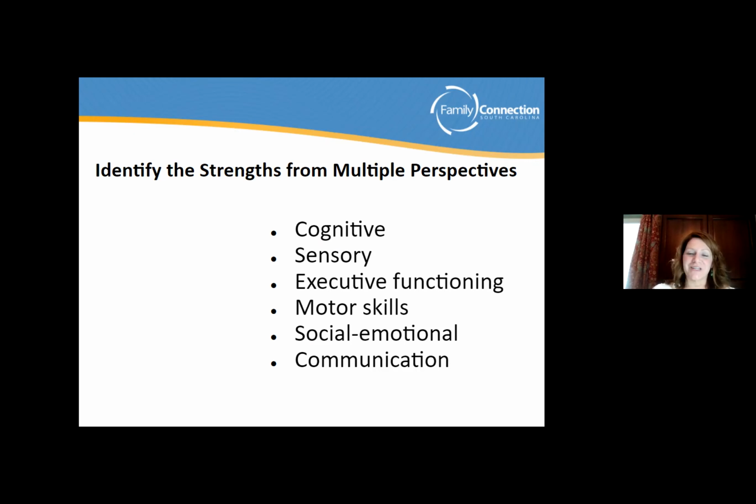Executive functioning, again, we talked about that earlier, a little bit about the organization and planning, the executing part of tasks. Motor skills could be fine motor, which is buttoning or drawing or wiping and that sort of thing, or gross motor skills, those large body movements. Social emotional, referring to behavior and regulation of emotions, and then communication, of course, could be more expressive, being able to communicate with words, or receptive, that understanding, and any of those technology or assistive technology communication strategies.